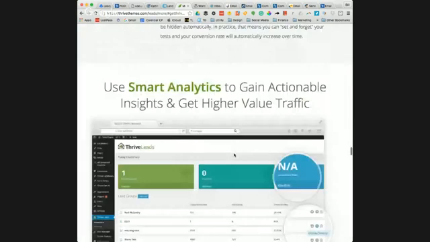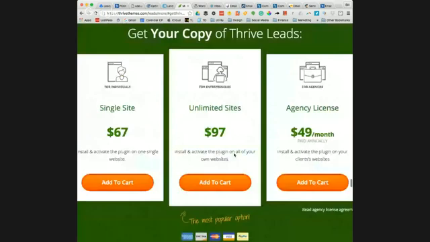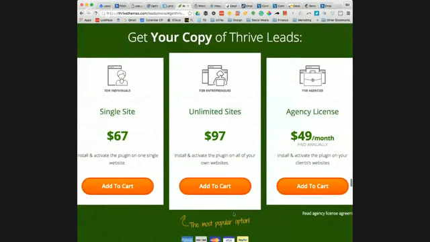I was looking at the bottom here, and I understand this is a plugin, right? It says unlimited $97. I think that's a one-time fee. Well, no. This is the agency license at $49, but if it's just you and your business, you can buy it for $97. Yeah, I think that's a month. This is the agency, that's per month. This is not per month.